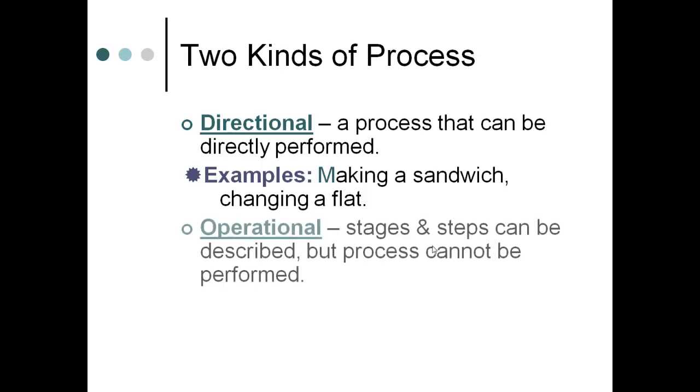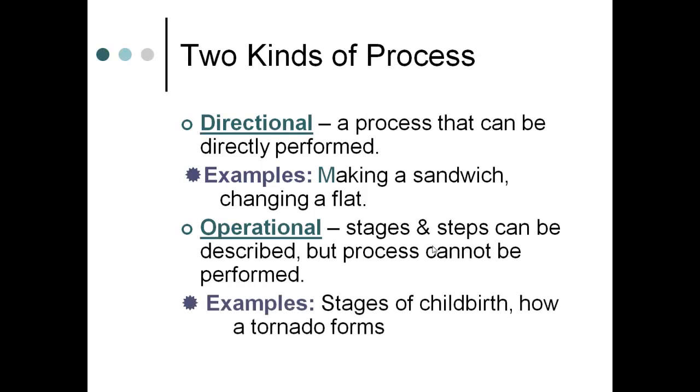Second, operational. In an operational process, the stages or the steps involved cannot be performed by another person. You can describe them, you can understand them, but you cannot perform them. A good example is processes in nature, such as how a tornado forms or the stages of childbirth. We cannot go out and do these, can we?